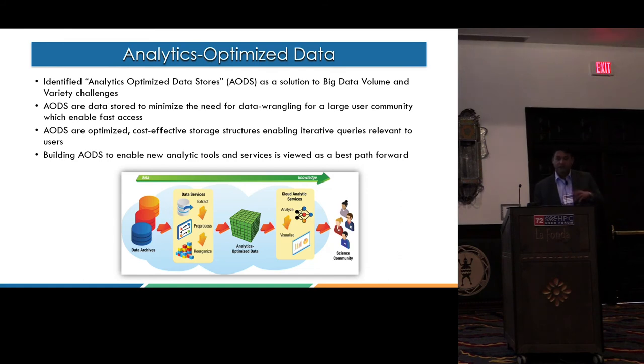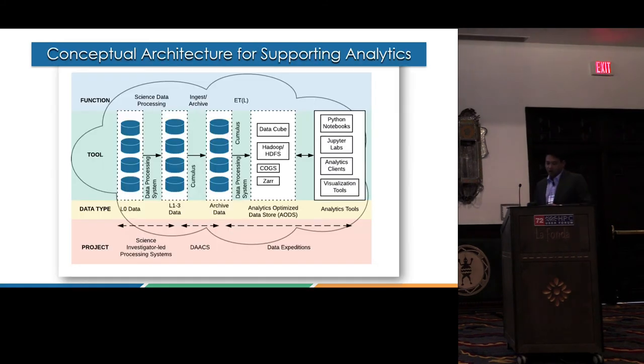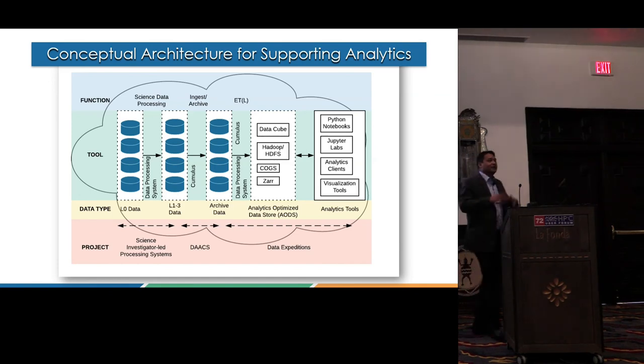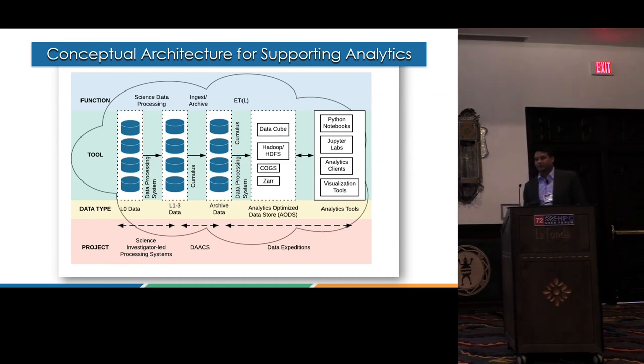I'm not going to go into detail because I've run out of time. But the whole vision is this: we can get up till here, where we have the archive data on the cloud, but we need to develop this layer to do this ETL, kind of like a data mart to a data warehouse, and generate these ephemeral analytics optimized stores that can be built for supporting very specific science missions or problems, and that can be spun up and down. And then you can have different tools connecting to it. There are different technologies, and you can select whichever technology you want to use for your AODS.